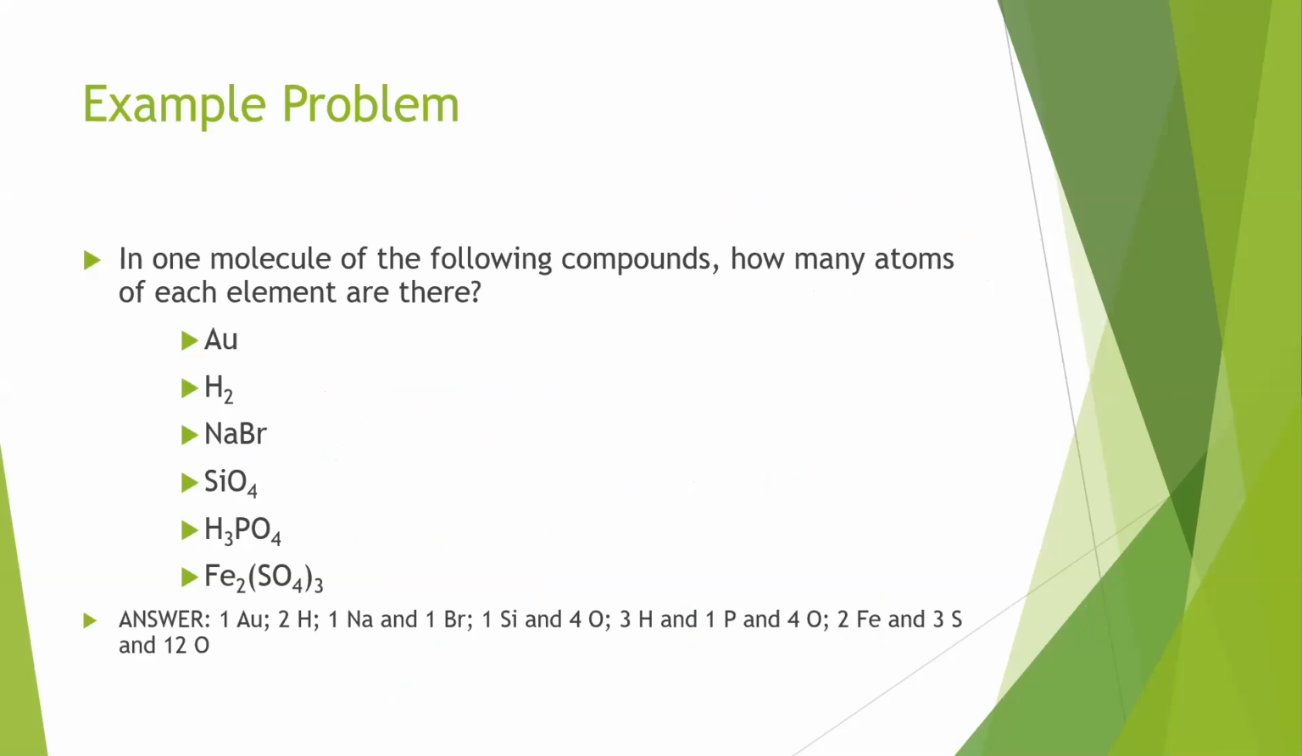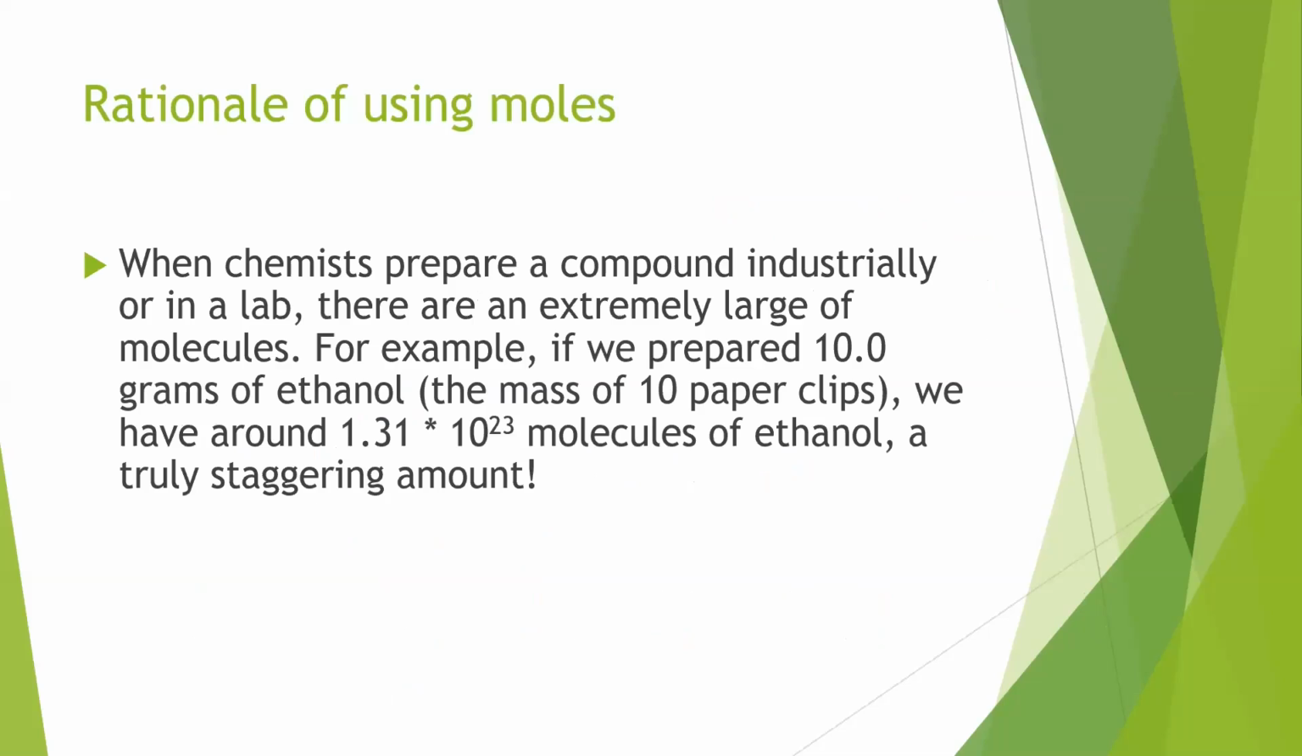So now we're gonna move on. I'm gonna explain a concept called moles. Right now, it might be a little counterintuitive why chemists need such a thing, but I'll try to explain why we need it. When chemists work in a lab or in industry, they're usually working with a lot of molecules. For example, if we have a 10-gram sample of ethanol, where a gram is like a paper clip, so we're basically having 10 paper clips' mass worth of ethanol, we have around 1.31 times 10 to the 23rd molecules of ethanol, and that's a huge number.